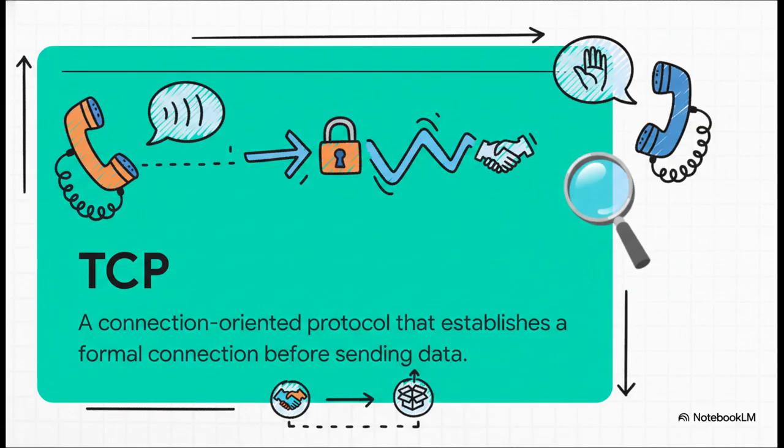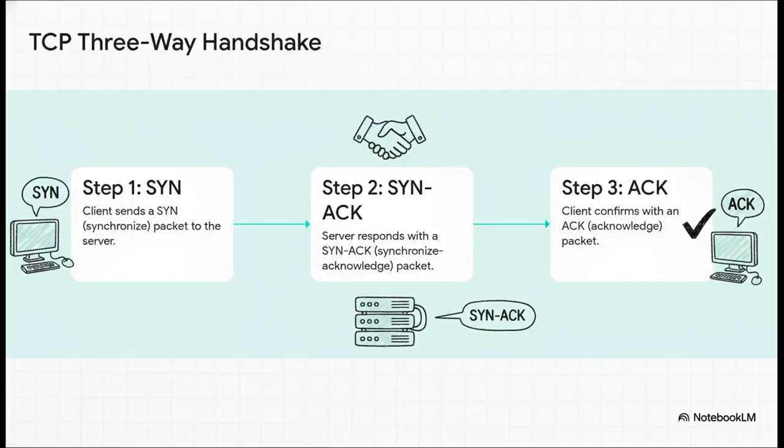It's kind of like making a phone call, right? You dial, you wait for the other person to pick up and say hello, and only then do you start talking. And that connection is made using the famous three-way handshake. It works like this. Your computer, the client, sends out a SYN packet, which is basically saying, "Hey, you there, can we talk?" The server gets it and sends back a SYN ACK, which means, "Yep, I hear you, and I'm ready to talk too." Then your computer sends one last ACK packet, saying, "Awesome, conversation started."